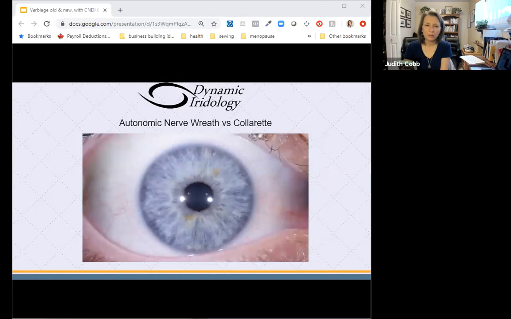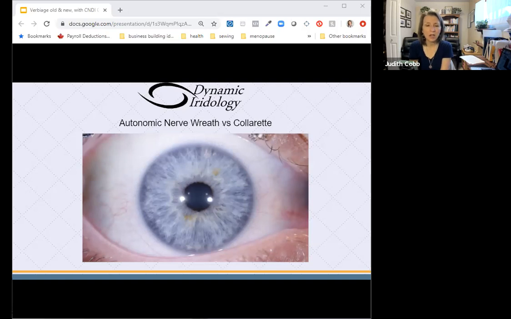The autonomic nerve wreath, or the ANW as it used to be called, is now called the collarette. The collarette is the ring, and I'm just going to use my finger to point here. It's a big finger in the way, this ring coming around here. The autonomic nerve wreath teaches us so much more than just about the autonomic nervous system. It teaches us about the balance between the sympathetic and parasympathetic systems. And it also teaches us about the tone of the intestinal tract.